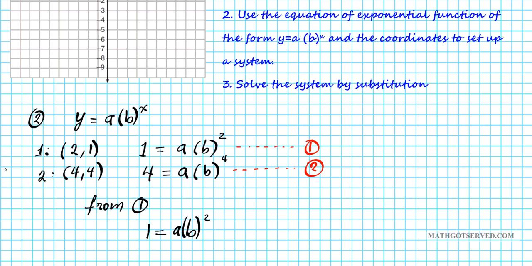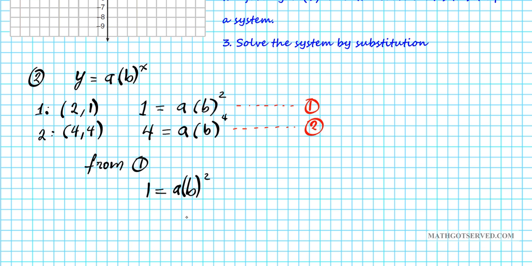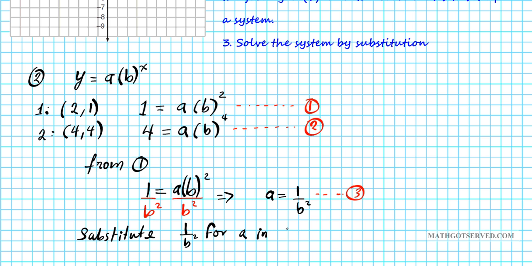Now, how do we get a by itself? Well, that's easy. We undo the multiplication by division, divide both sides by b squared, okay? And that implies that a is equal to 1 over b squared. All right? I'm going to call this equation 3. Since 3 came from 1, I'm going to substitute it for a in 2. So substitute 1 over b squared for a in where? Equation 2. That will enable us to solve for b. Okay, let's go ahead and do that.